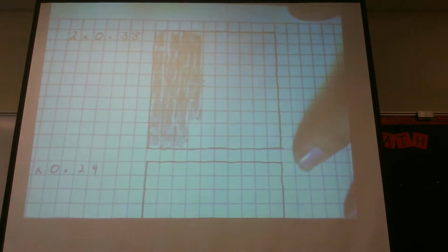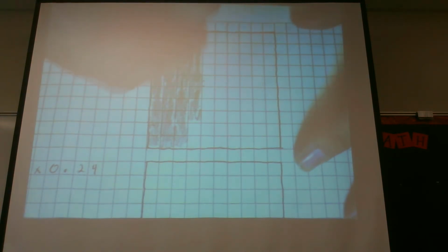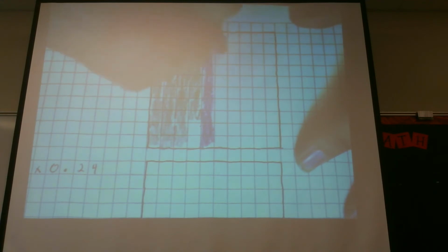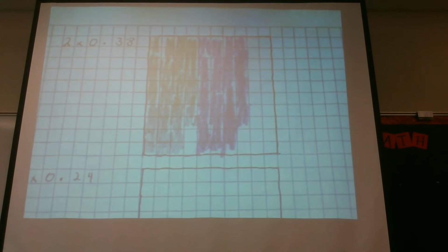Now I color in a second group of 38 hundredths. Ten, 20, 30, and then 8 more. That is my two groups.